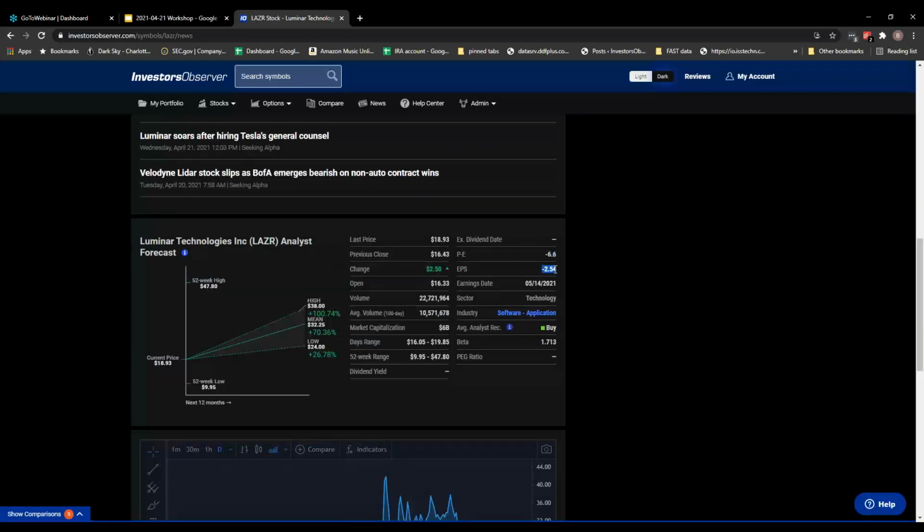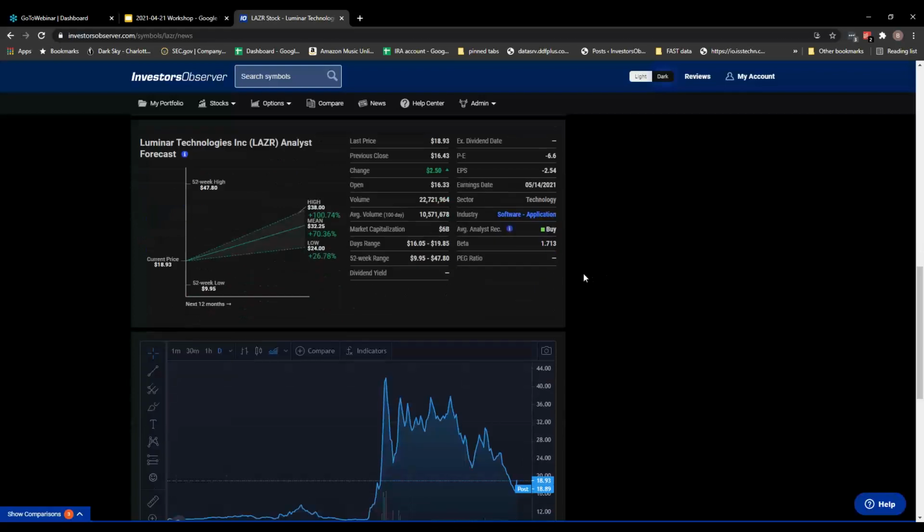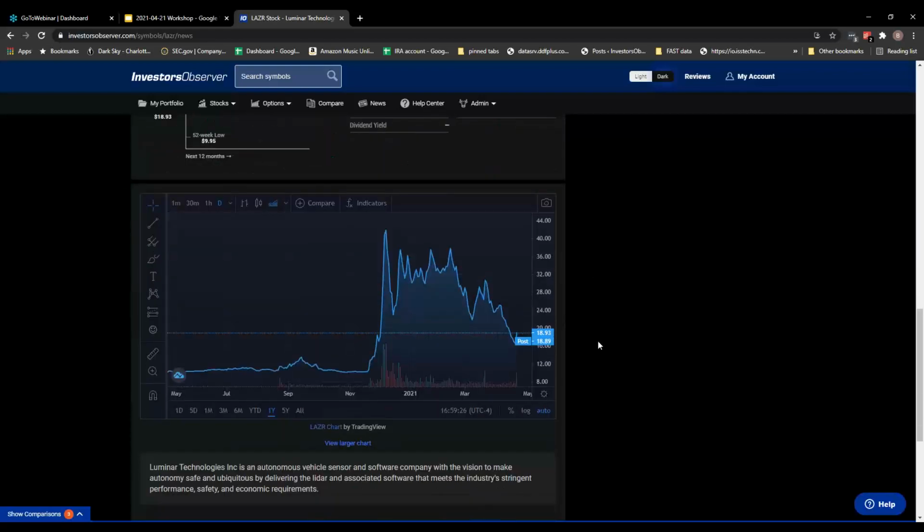Okay, so the company's not profitable, doesn't have a PEG ratio. What seems to be happening is that these prices up here probably didn't make any sense. The stock is still roughly double where it was in November. So I think that's probably what's happening.